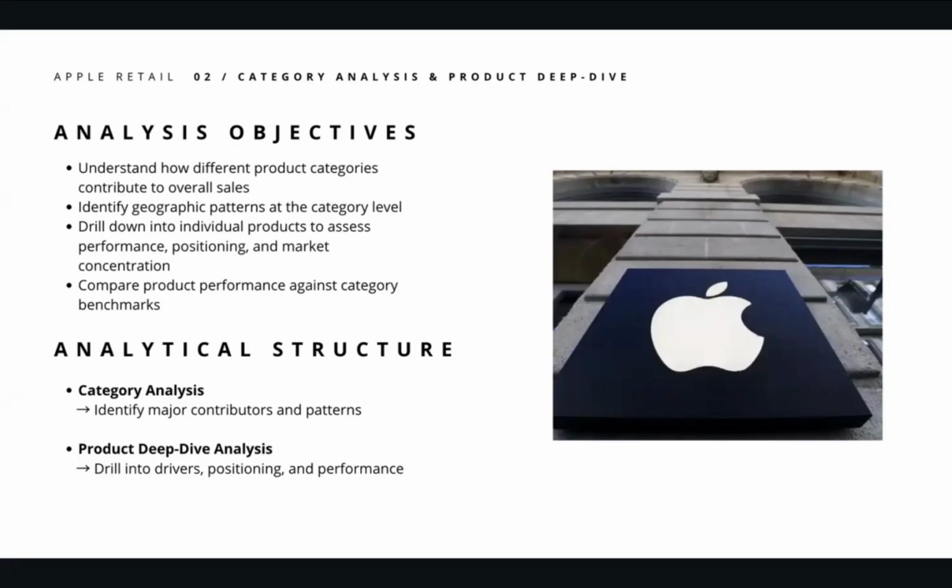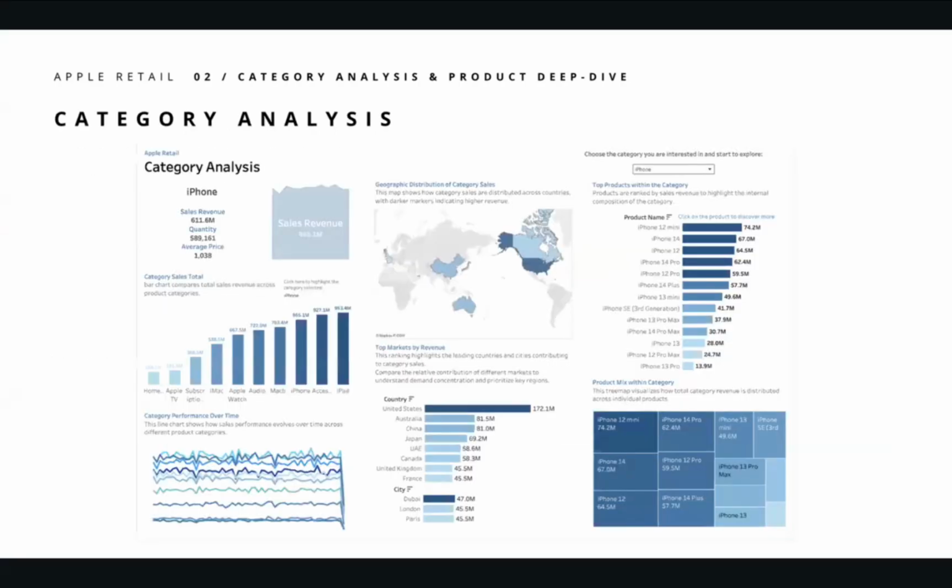Structurally, the dashboard is organized into layers. A category analysis, which provides a top-down portfolio view, and a product deep dive, which allows us to zoom into specific products when necessary. I'll start with the category analysis dashboard. The dashboard is fully interactive. By selecting a category from the filter at the top, all downstream views update automatically, allowing consistent comparison across categories.